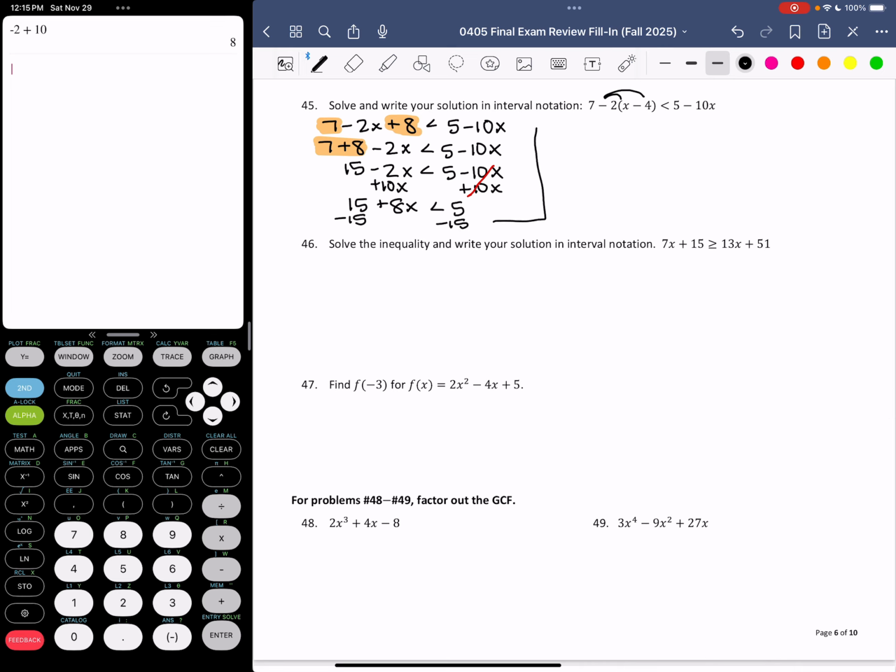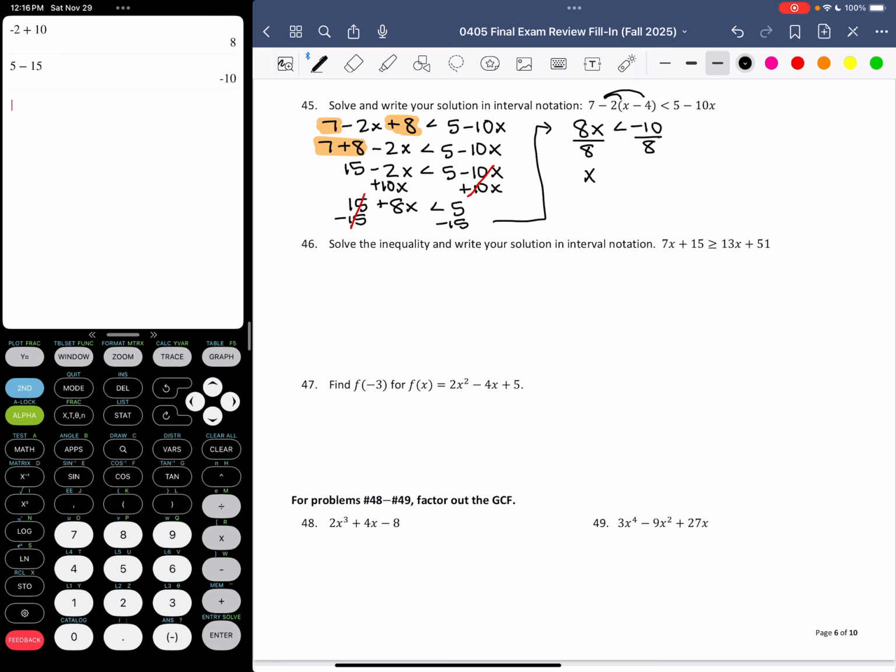And then I'm just going to come up here and rewrite what we have here. So this is now 0. And we have an 8x on the left, less than 5 minus 15, which is going to be equal to negative 10. Okay, so then the last step to get the x by itself is to divide both sides by 8.